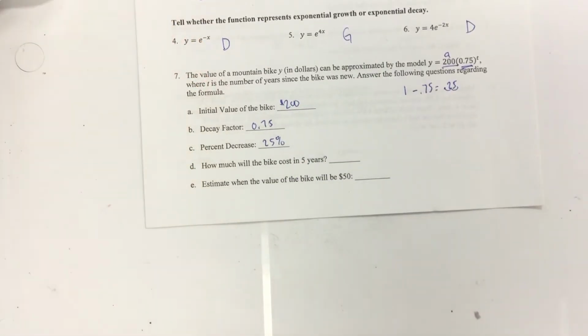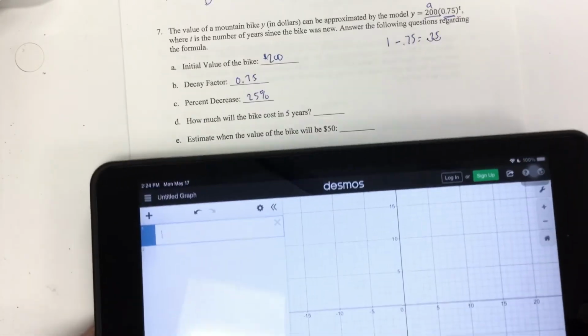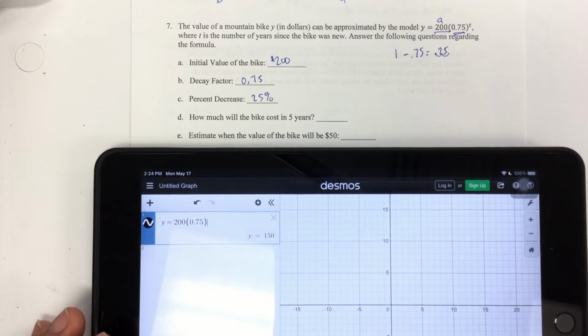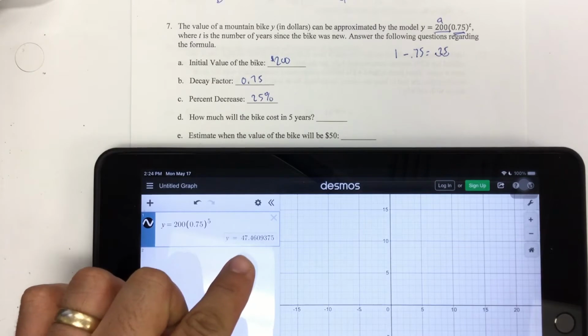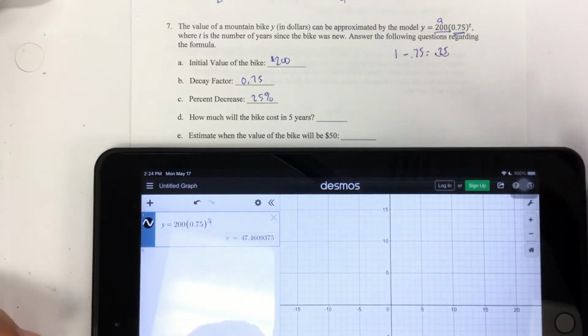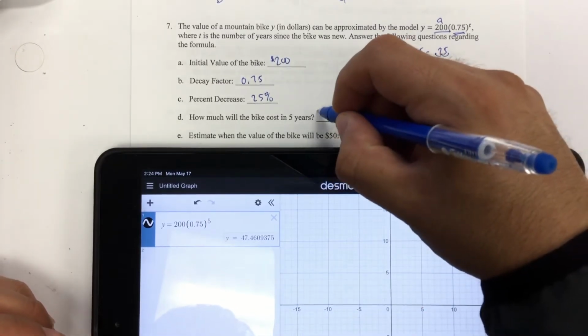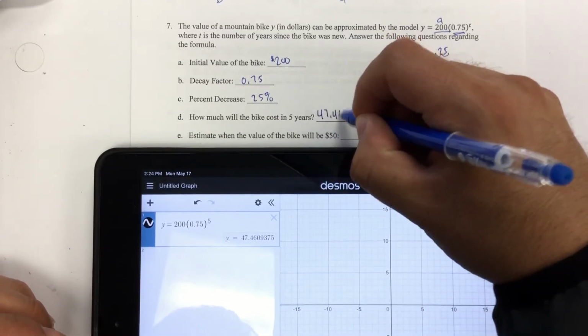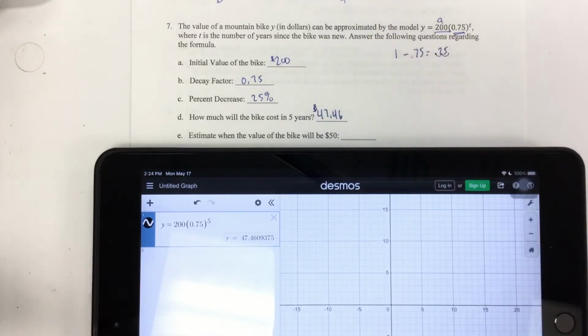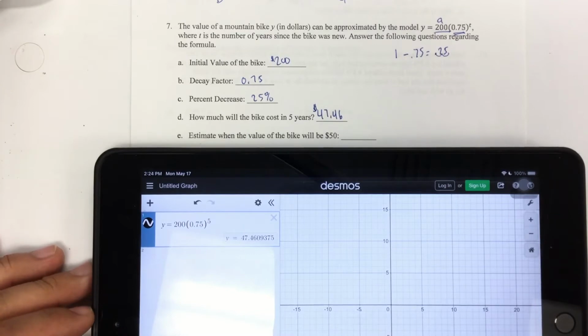I don't really want to switch to the calculator, so I'm just going to use the graph here to help me get the answer real quick. Let's type in this equation here. y equals 200 times 0.75 raised to the, and it said in 5 years, so time is 5. We can see 47.4609. So let's round it to 2 decimal places. So 47.46. How much will it cost in 5 years? So $47.46. It's money, so it should be 2 decimal places.